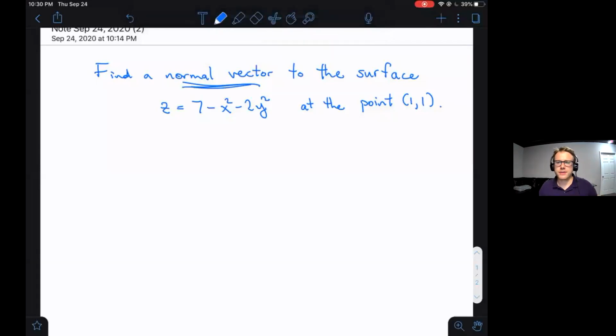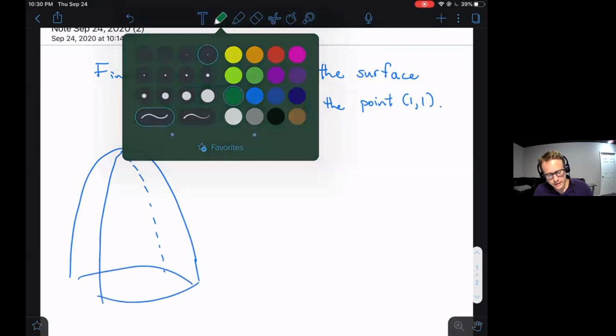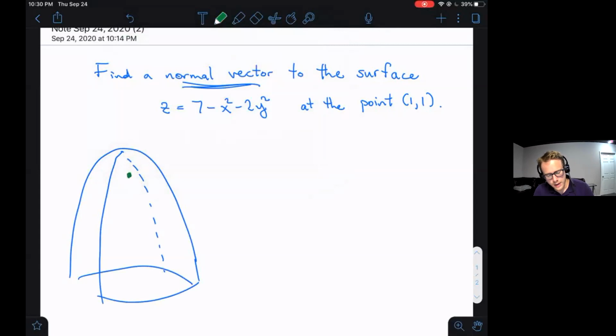And here we are. Find the normal vector to this surface at the point 1, 1. So again, we have this sort of paraboloid, looks something like this. And we want to find the normal vector at this point 1, 1. So just to give an idea, remember what this looks like. And again, this is supposed to stick up out of the page. It's supposed to be at a nice 90-degree angle with the surface there. So that is our goal.